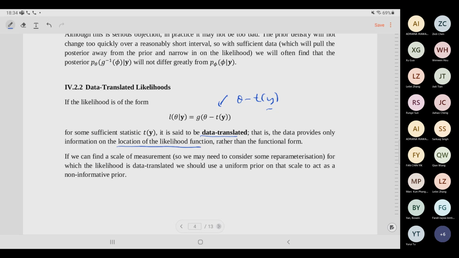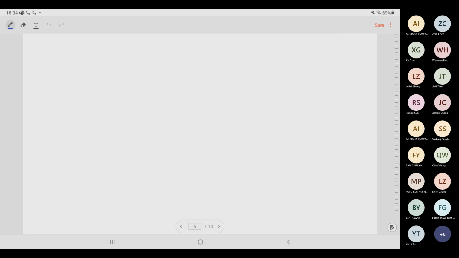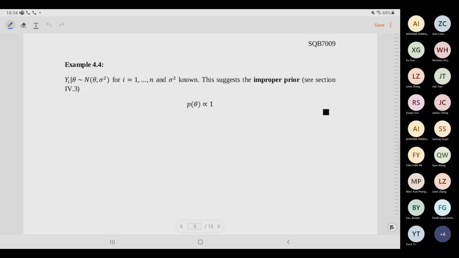So let's look at an example of how we want to find or use this data translated likelihood. We're going to look at a normal distribution for Y, where the mean is theta, which is unknown, and sigma squared is known. So sigma squared is constant, and it is not a parameter here.